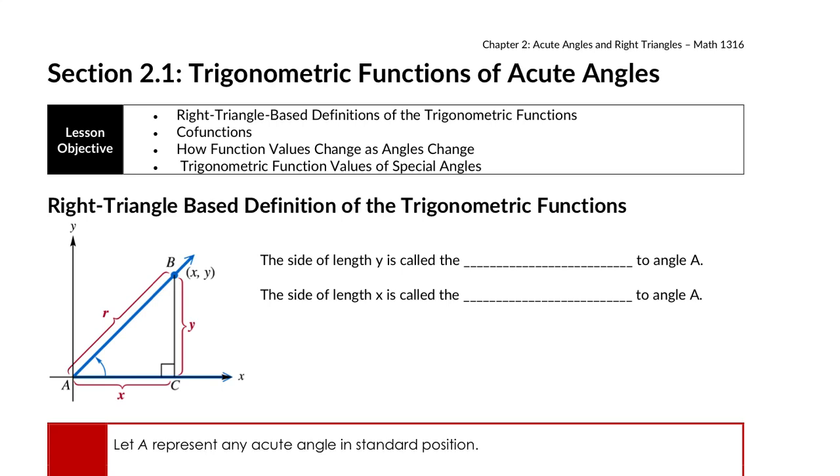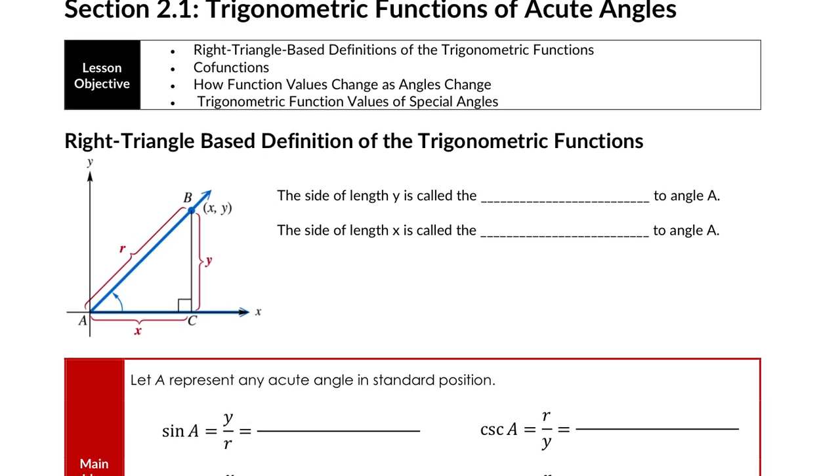So we're going to start chapter 2 with the trigonometric functions of acute angles. So we'll start with acute, we'll get into any, and then we'll get into applications of trig for acute and obtuse angles. So let's just go over the right triangle-based definitions of the trig functions.